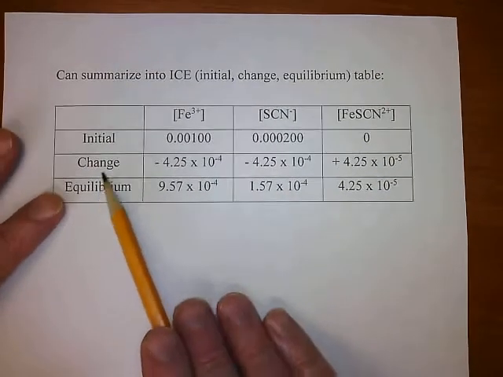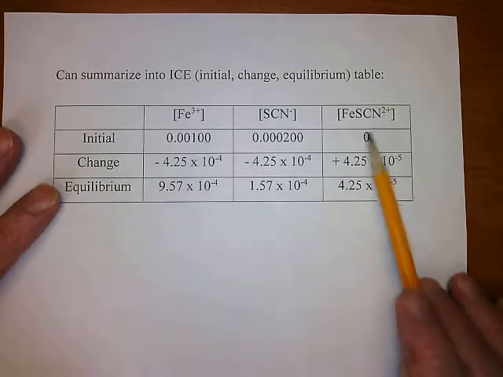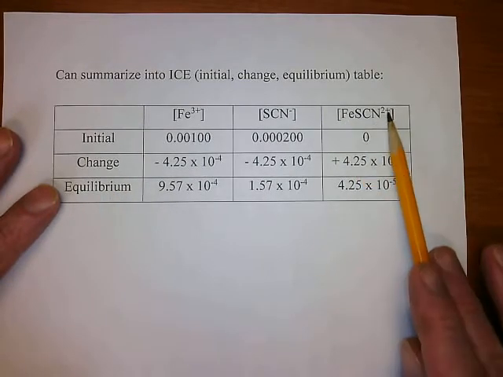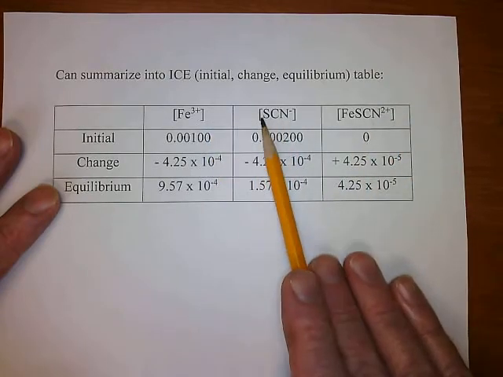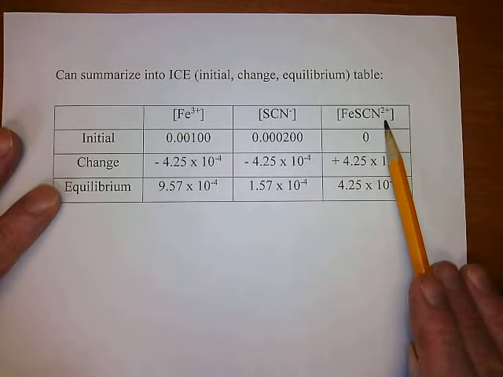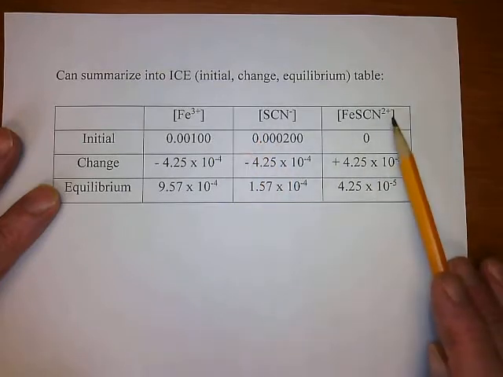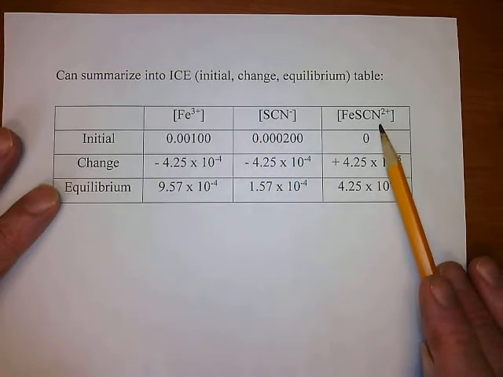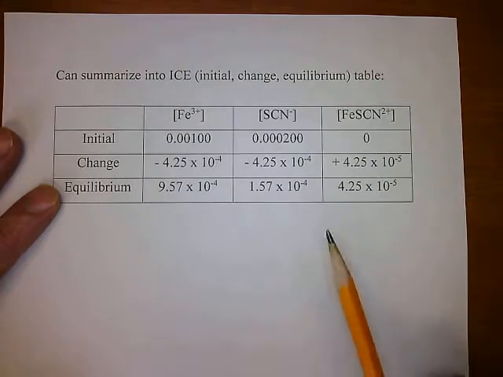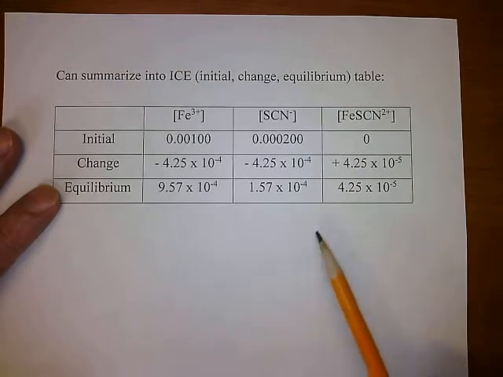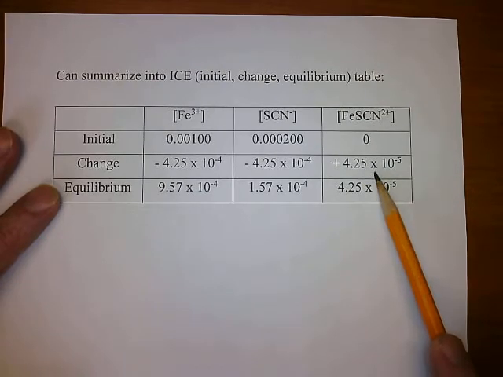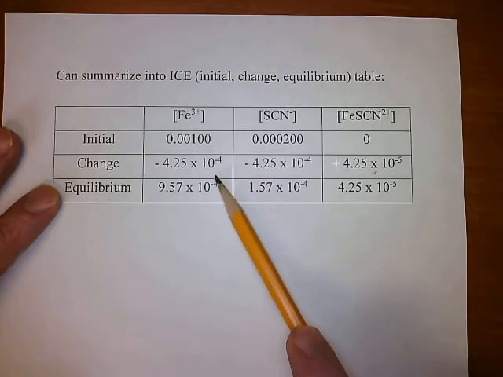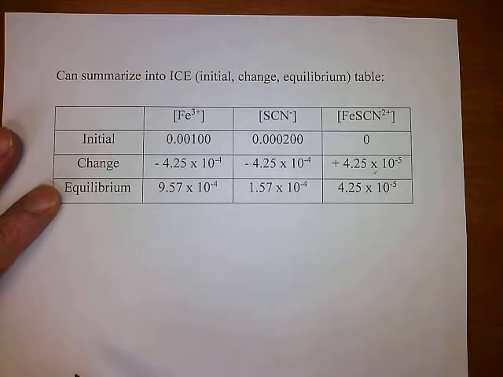Alright, so the next line is the change. Since we're not starting out with any of this, it is formed at the expense of these two. So this goes up and these two go down. Well, how do we figure out how much we had of this from the graph, right? We measure the absorbance, we consult the graph we made last week, we figure out the concentration. This is how much this goes up, and these two go down by the same amount.